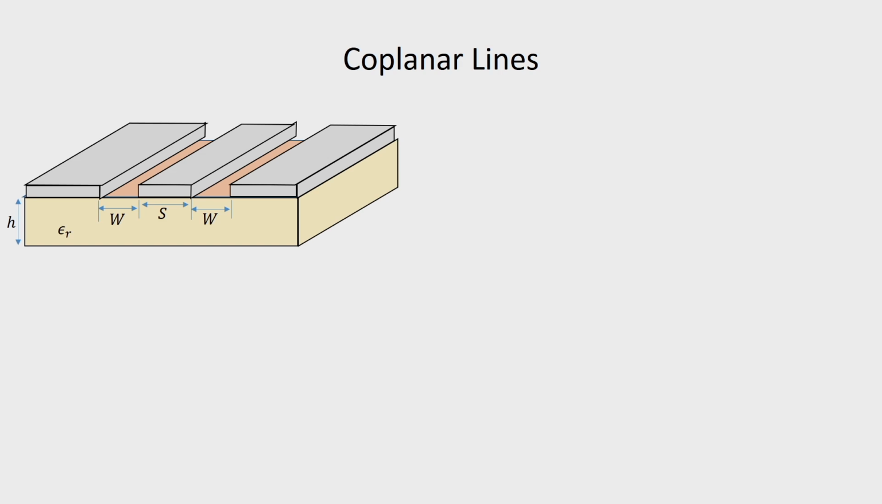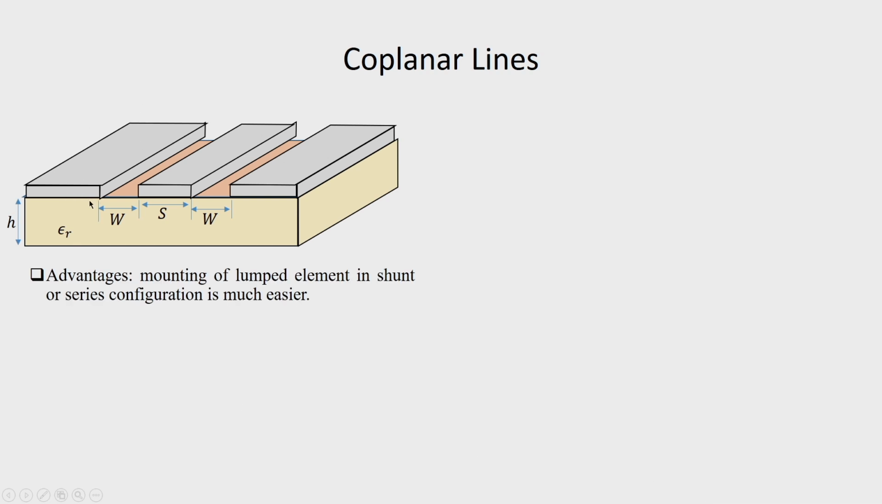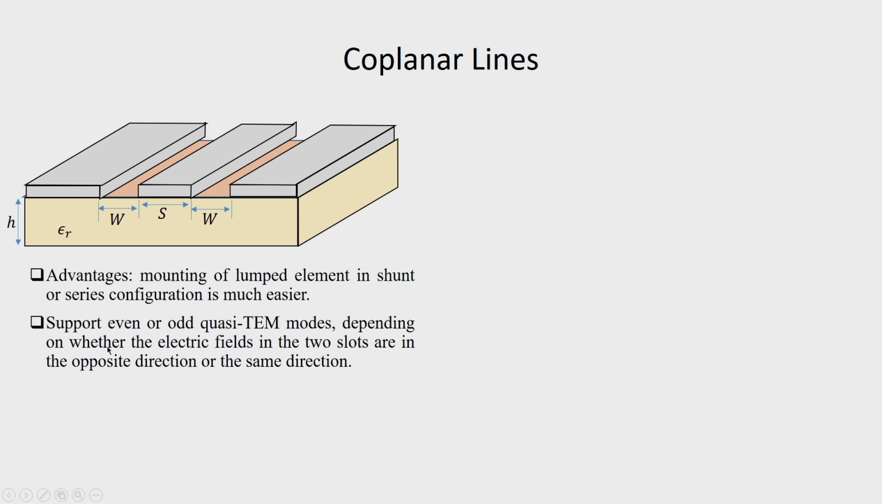We discuss another form of planar transmission line, which is a coplanar line. So, we can see that here the ground plane and the central conductor are on the same plane, and this configuration has the advantage that mounting of lumped elements in shunt or series configuration becomes much easier. Now, it supports even or odd quasi-TEM modes depending upon whether the electric fields in these two slots are in the opposite or in the same direction.